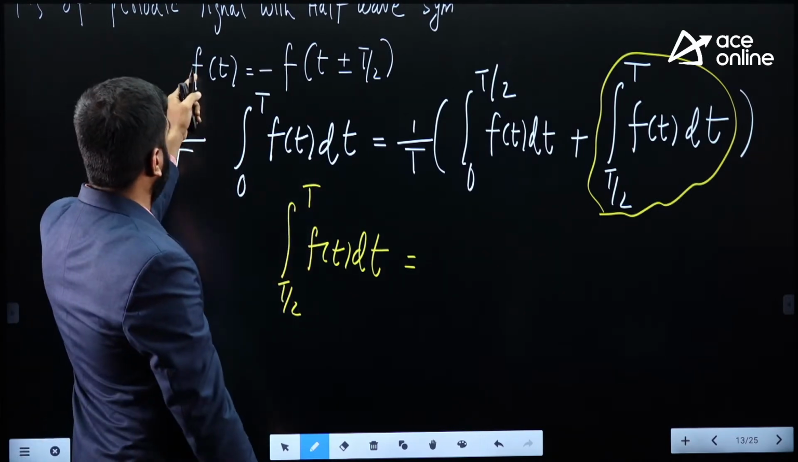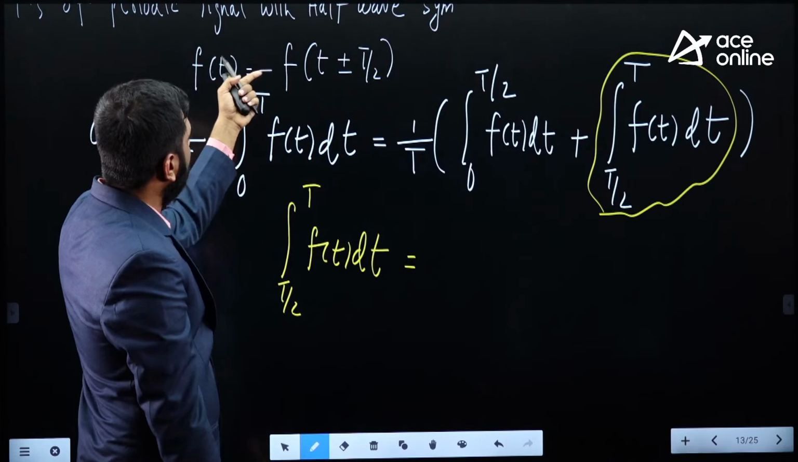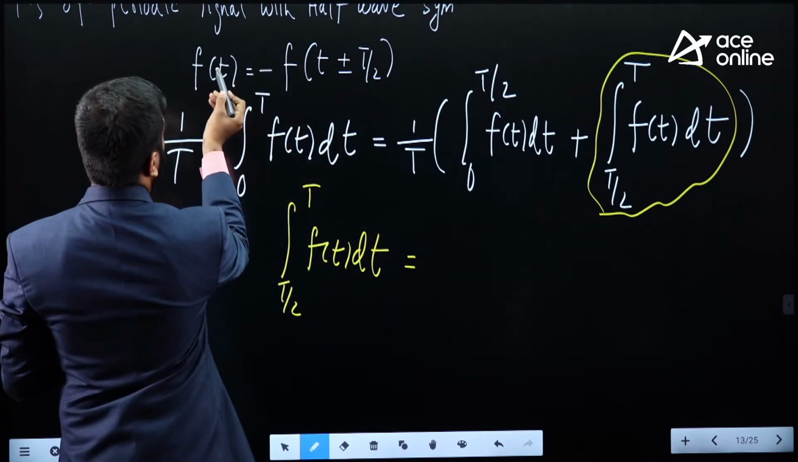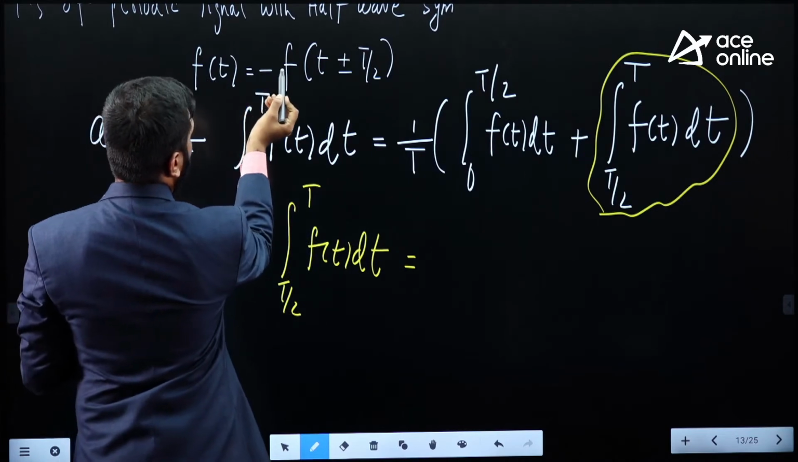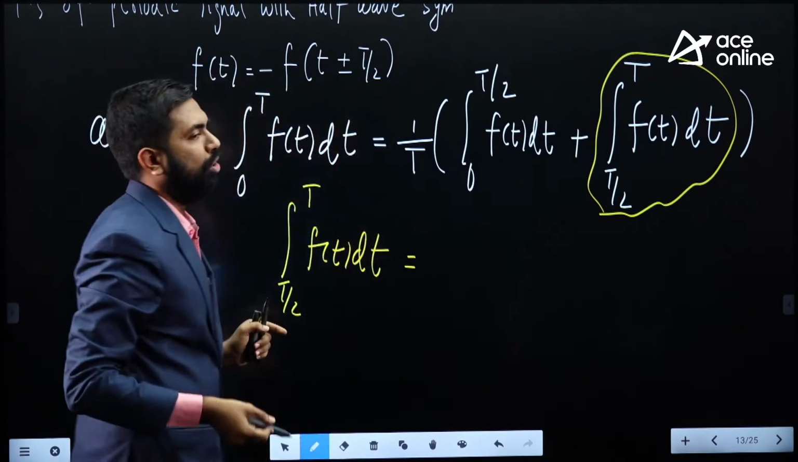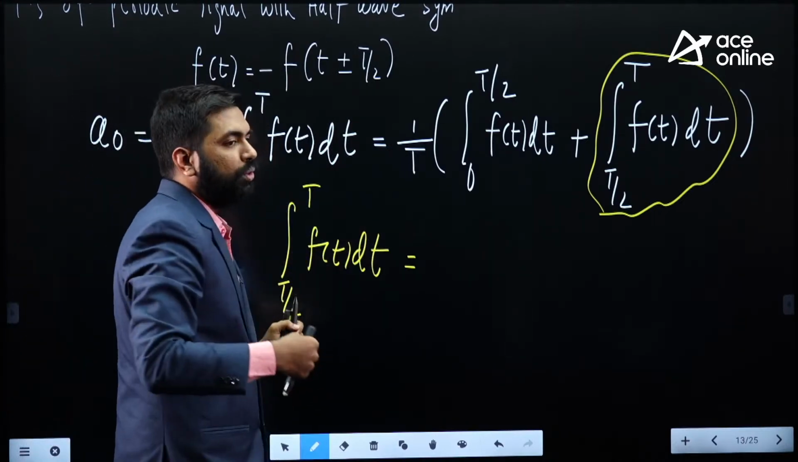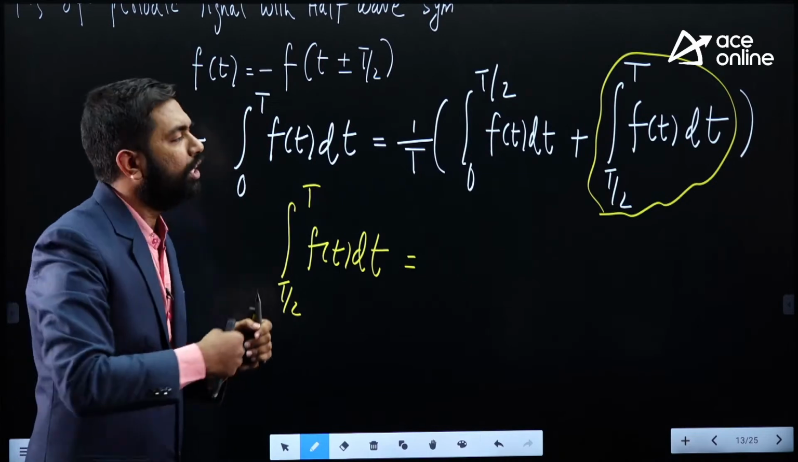What do you mean by half wave symmetry? f of t is the same as minus f of t plus or minus T by 2. That means in the place of f of t, I can substitute minus f of t minus T by 2 or t plus T by 2, it doesn't matter. So now in the place of f of t, I am going to substitute minus f of t plus or minus T by 2.